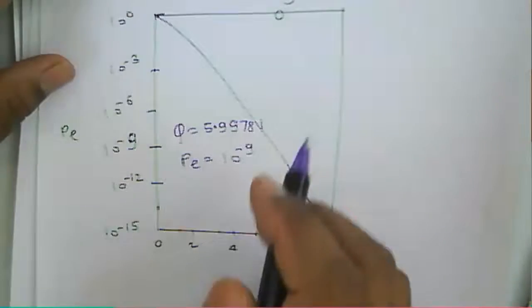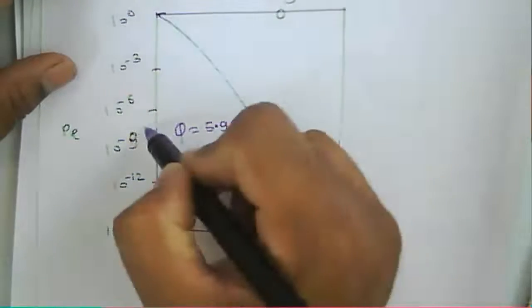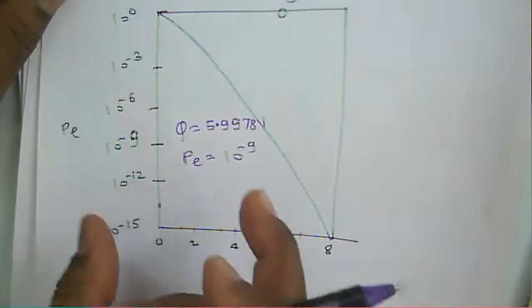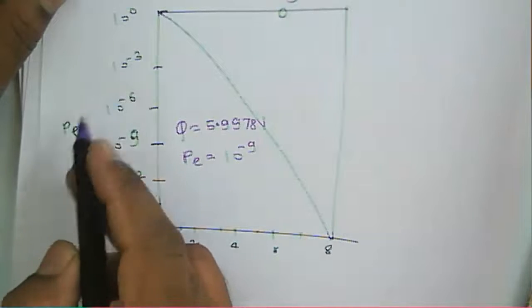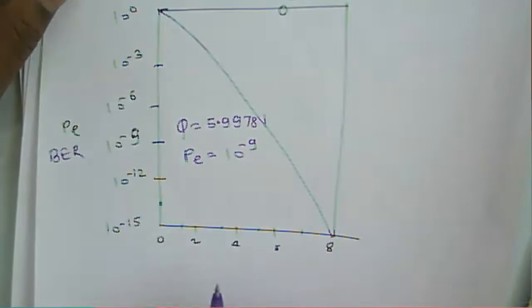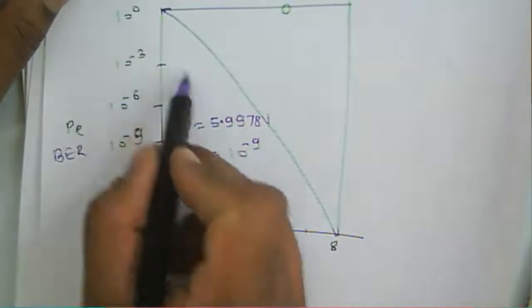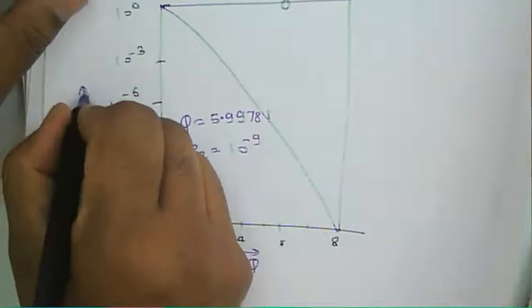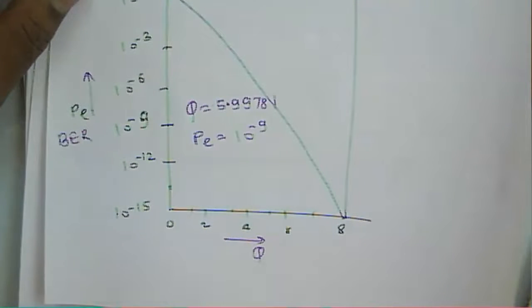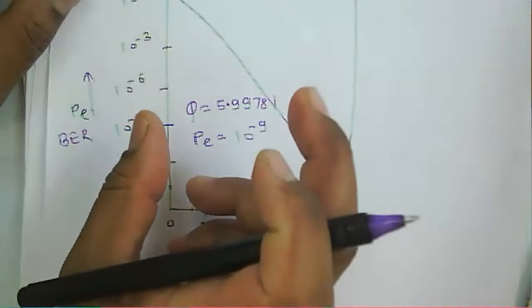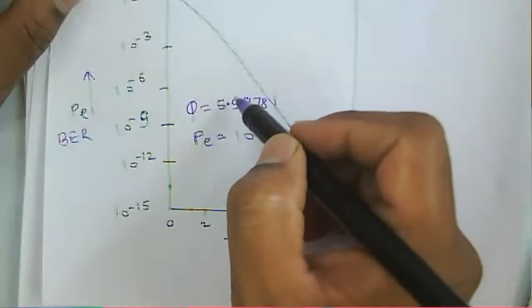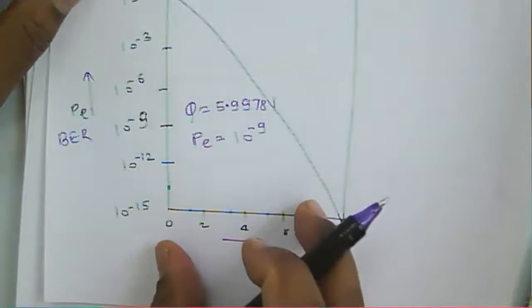For this graph, according to the Q value we get the bit error rate. So this figure shows the bit error rate, that is the probability of error or BER, with respect to the value of Q. This is Q, and this one is the probability of error. So for whatever value of Q, we get the corresponding probability of error, as defined by this particular graph.